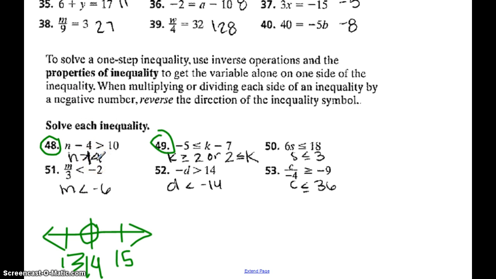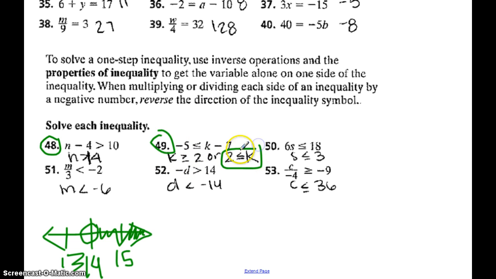Do I fill it in? I do not, because there's no equal line under it, and it says n is greater than 14, so I go to the bigger than side and then I color in my arrow. This one, I added 7 to both sides and I got k. So really this is how I would write it right here.